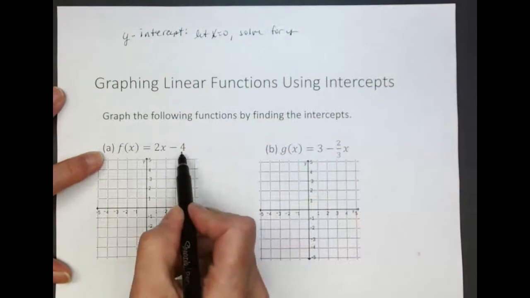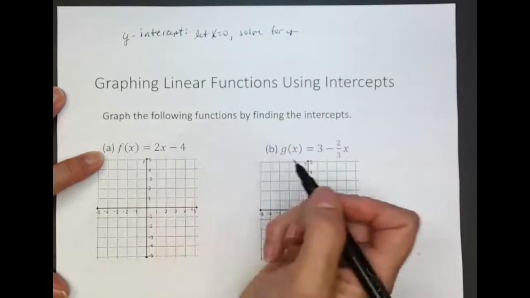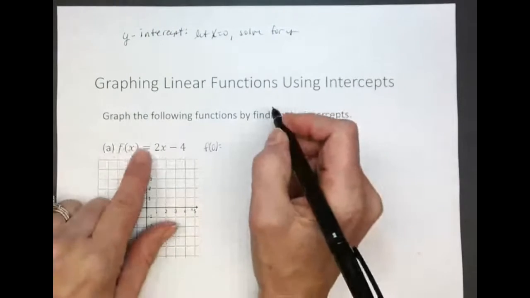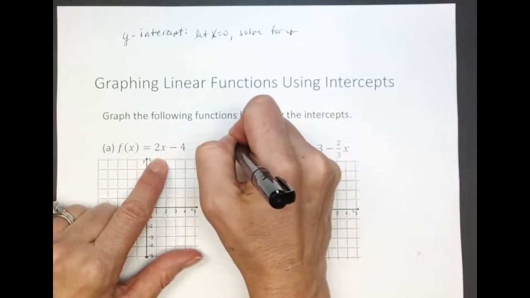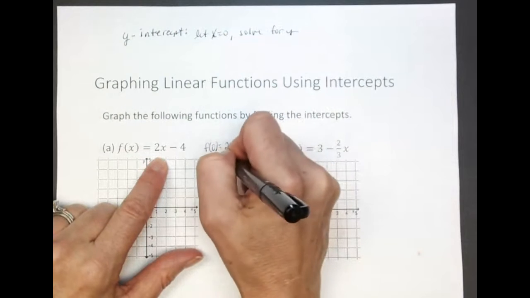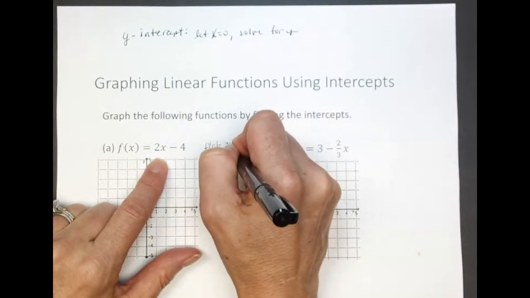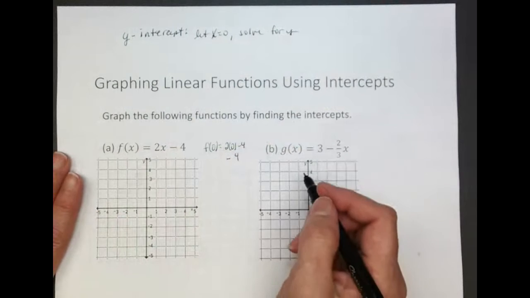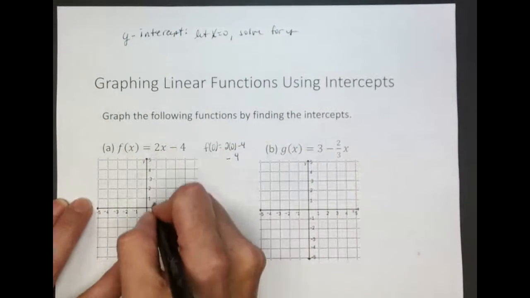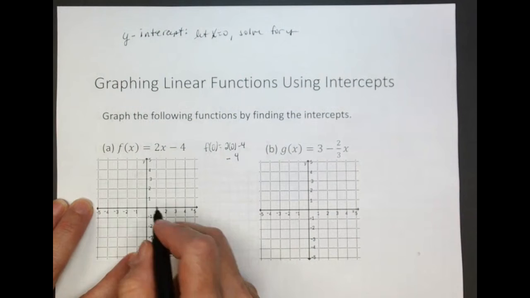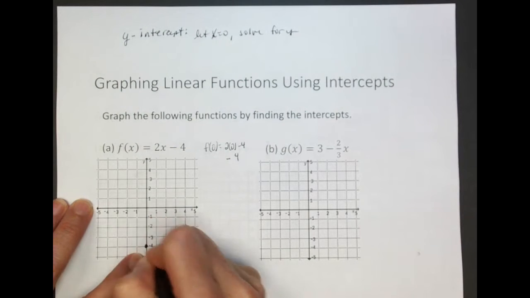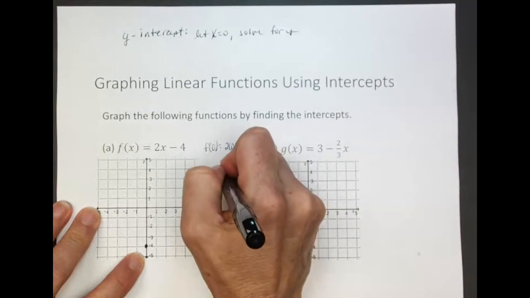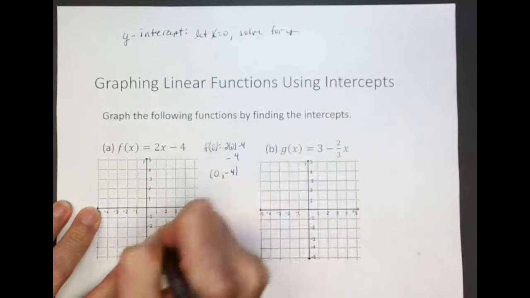All right, so for this equation here, if x is 0, what we're really looking for is f of 0, right? And that's going to be 2 times 0 minus 4, or negative 4. So the y-intercept is going to occur down here on the y-axis at negative 4. The coordinates of that point are going to be 0, negative 4.